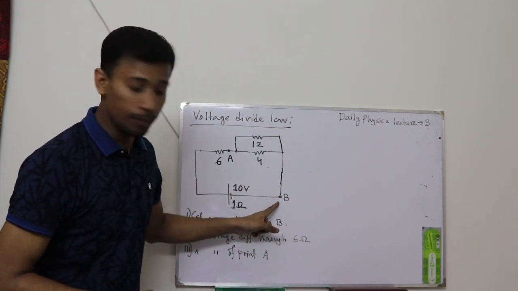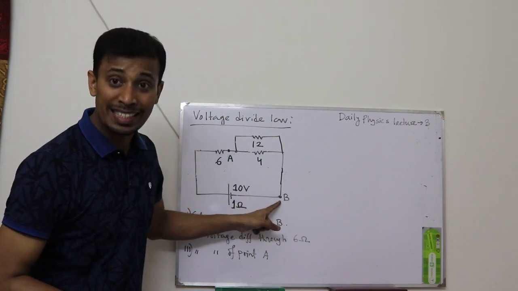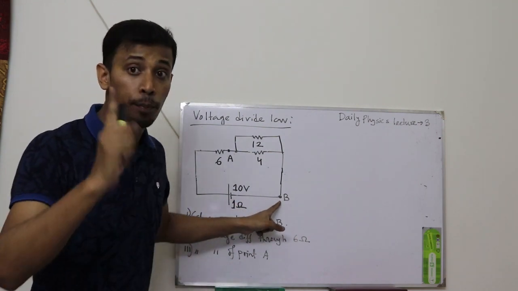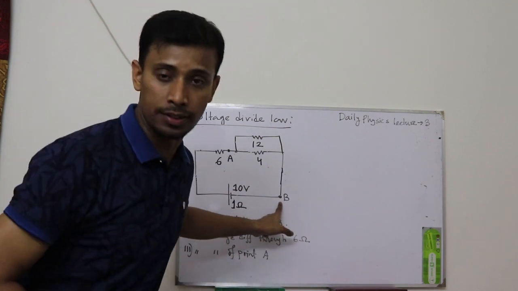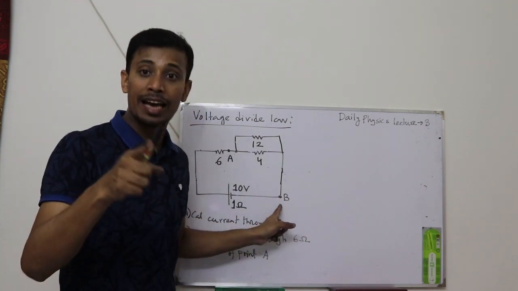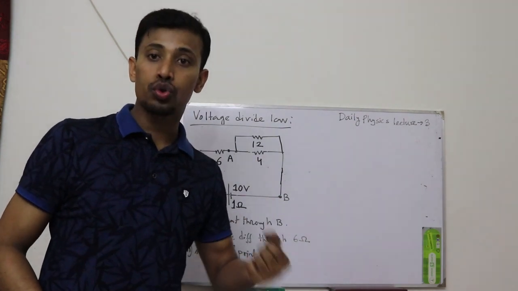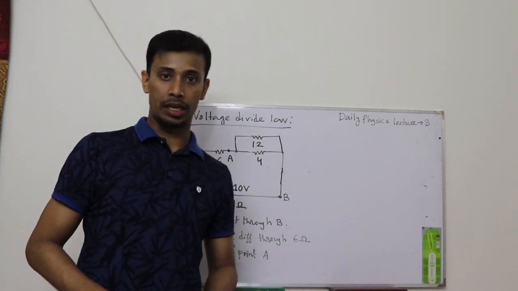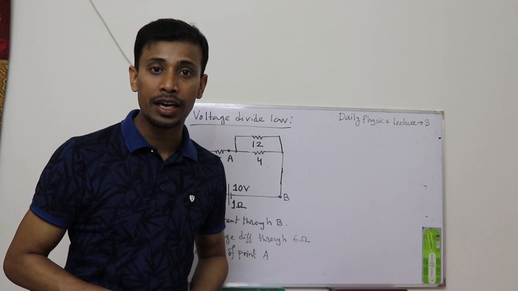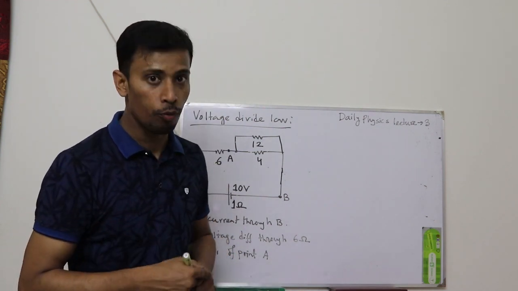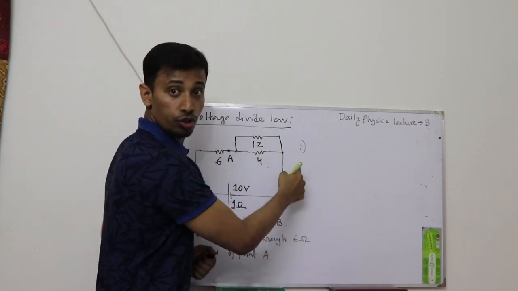Here, this is B, and this B is at the main line. This is very important, where that point is. B is at the main line. So the current which will flow through point B will be the main current. And how will we get the main current? By the EMF formula. Solution of 1.